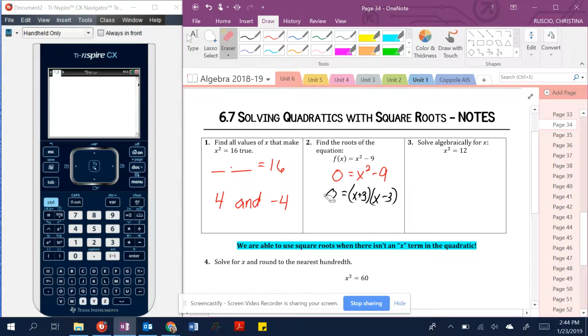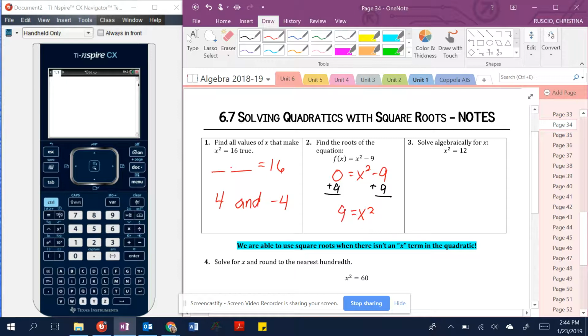Or I want to show you something cool. I'm sorry, that was mean. I didn't tell you that we would maybe erase it. We're going to add 9 to both sides. And I am then going to get x squared is equal to 9.